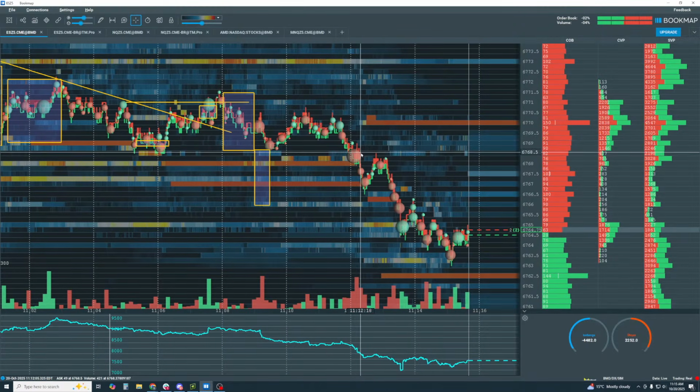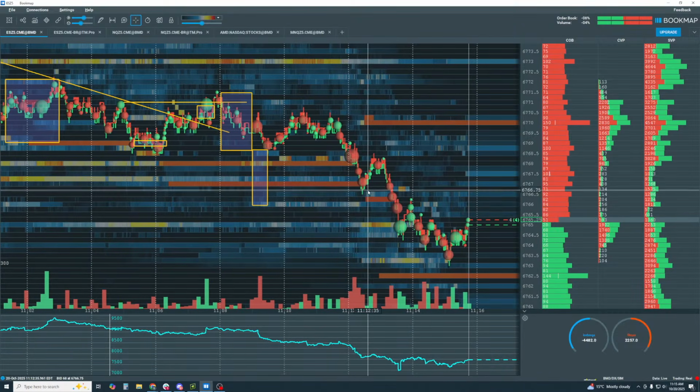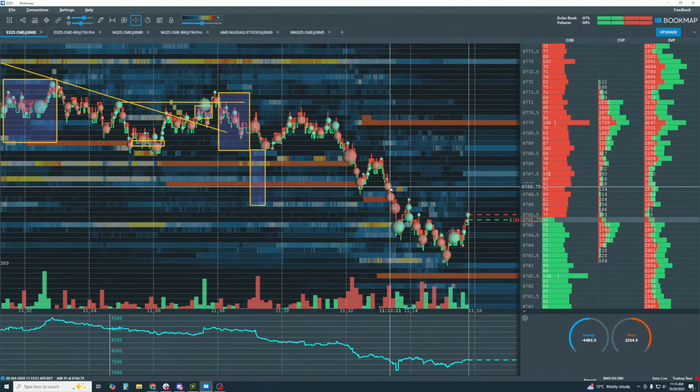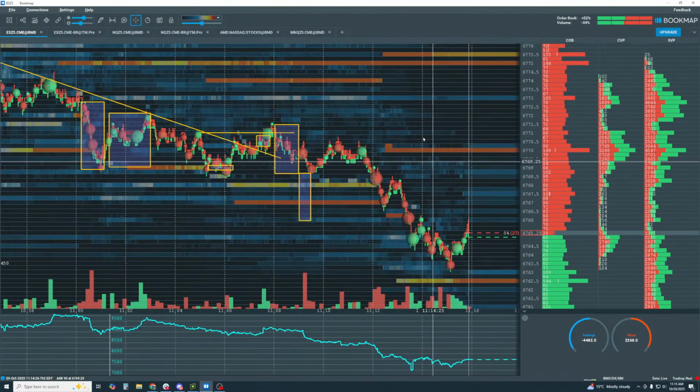Okay, this is where, if you were in that trade, you took your profit, and you saw another one down here, you can look for that continuation move and trend.